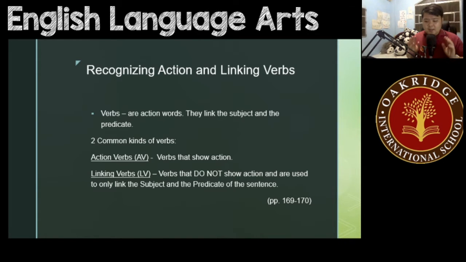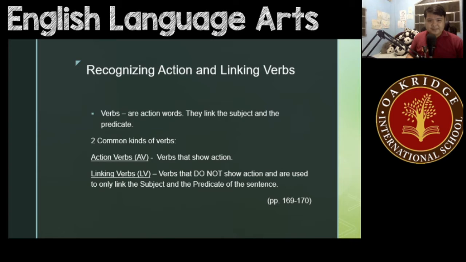Now, not all verbs are action verbs, but all verbs are action words. So let's get that properly right again. Not all verbs are action verbs, but all of them are action words. Why are not all verbs action verbs? Because some of them do not show action, like the second kind of verbs, the linking verbs.